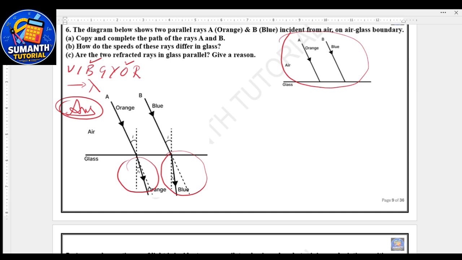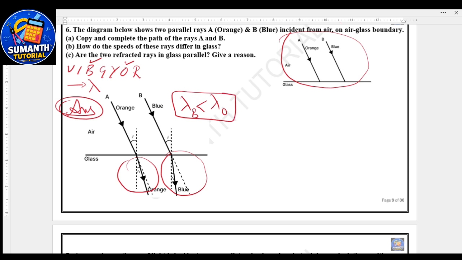Now the second one: how does the speed of these rays differ in glass? What's your answer? The speed of blue is less than that of orange. Obviously. Why? Because the answer is very simple: the wavelength of blue is less than the wavelength of orange. That's it.